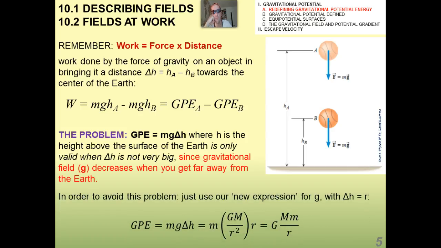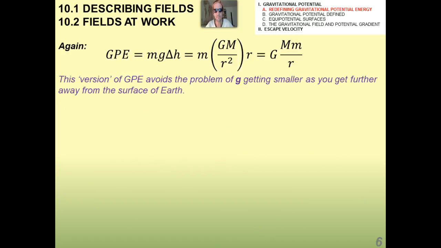To avoid it, what we do is we use our new expression for g and plug it into our GPE equation. So it becomes mg delta h, or GMm over r squared times r, where delta h is now just the distance r. And I get that my now universal expression for gravitational potential energy is GMm over r, and that works everywhere, even on the surface of the Earth. Okay, we have therefore figured out a way to avoid the problem of g getting smaller as you get further away from the surface of the Earth.